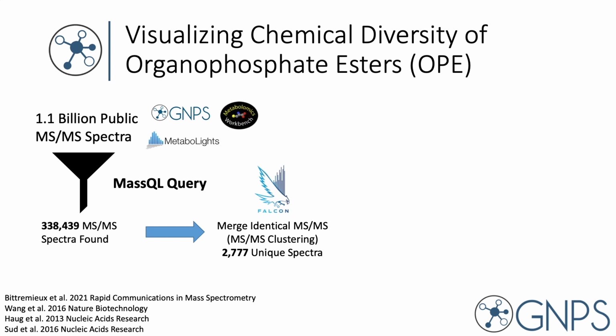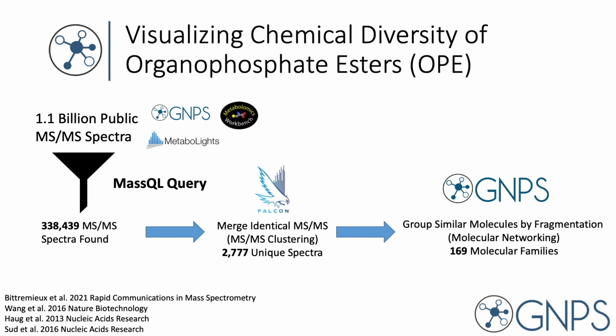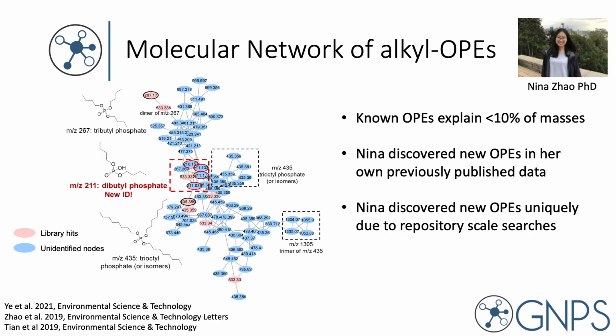And one of the final tools we used to organize and visualize this data enabled us to group similar molecules that have similar fragmentation together in a nice network, and we call this approach molecular networking that was available at GNPS. And this further enabled us to reduce it another order of magnitude into about 169 families of related compounds based upon the similarity in their MSMS spectra. And so from this, Nina was able to mine a particular MSMS network that I'm showing here up on screen.